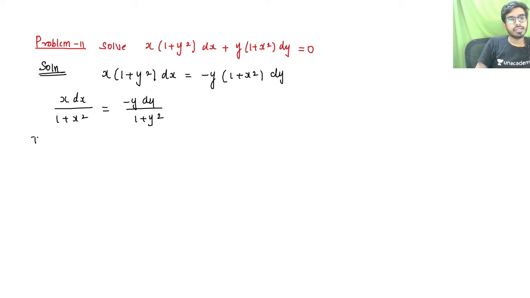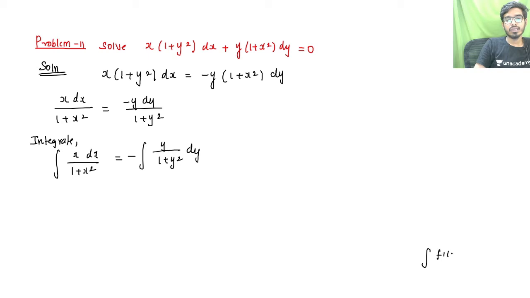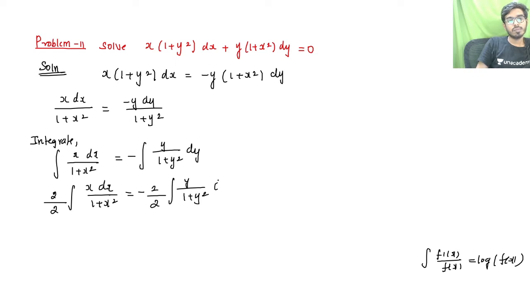Now just integrate this. So this will be integral x dx divided by 1 plus x square is equal to integral y divided by 1 plus y square dy. Apply the formula: integral f dash of x by f of x is log of f of x. Take f of x as 1 plus x square, the derivative is 2x, but we have only x here, so we multiply and divide by 2. Similarly, for 1 plus y square the derivative is 2y, so we multiply and divide by 2 there as well.